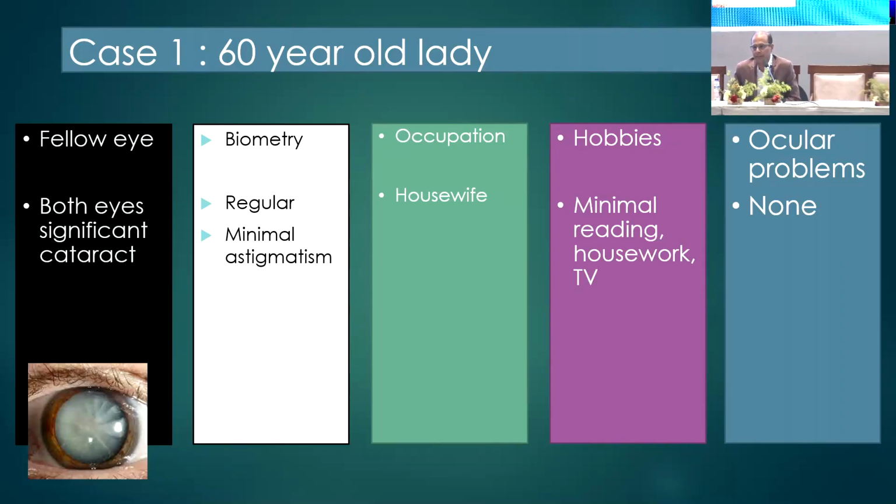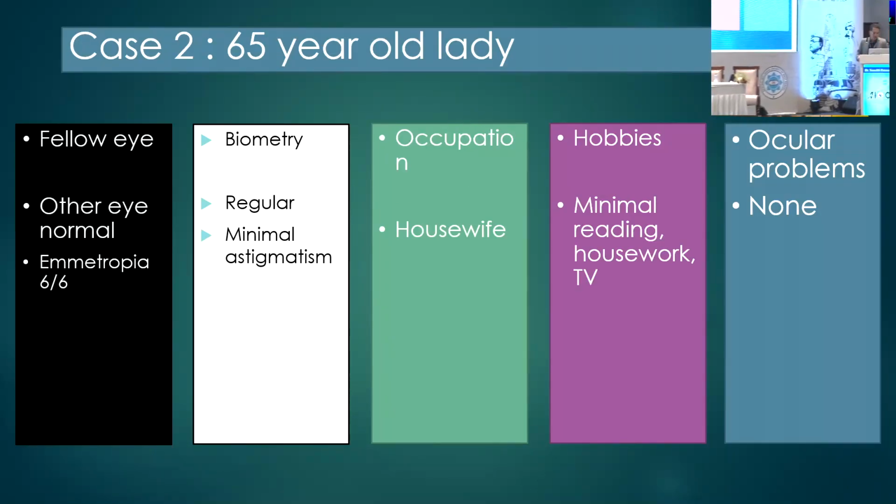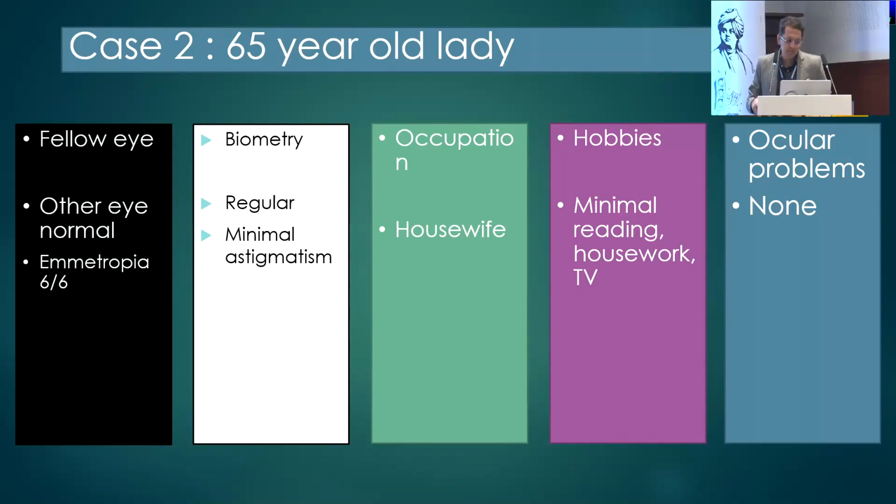Okay, so I will also go for trifocal in this patient. The second is a 65-year-old lady, fellow eye normal, the patient is emmetropic in the other eye, minimal astigmatism, again a housewife. So most of the things are the same except that the fellow eye is emmetropic. Sean, the patient is very, very wealthy. Yes, I will go for trifocal again.